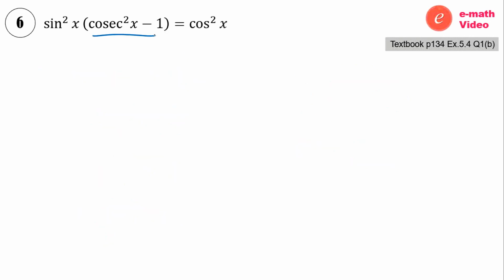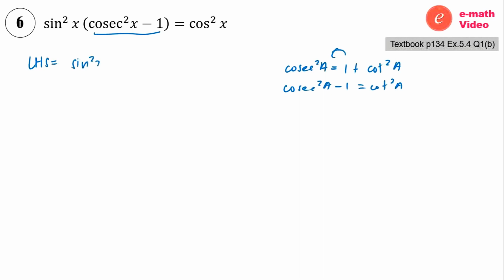Proven. Number 6. As you can see on left hand side, this part here is actually from one of the basic identity, right? Which is the cosecant square a equals to 1 plus cotangent square a. So cosecant square a, we move this 1 to left hand side, minus 1 equals to cotangent square a. We'll start from left hand side equals to sin square x times cotangent square x. I don't want any cotangent or tangent, so convert it to cos square x over sin square x. Sin square x and sin square x cancel, equals to cos square x.